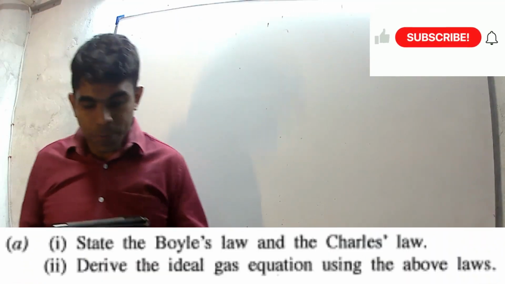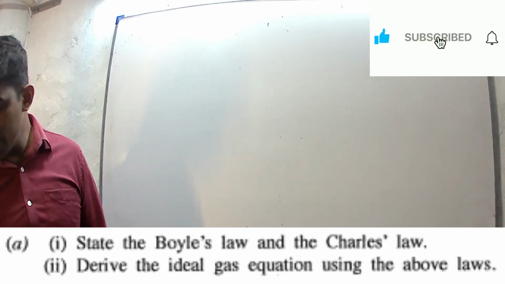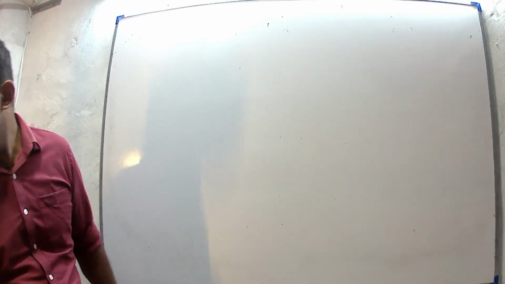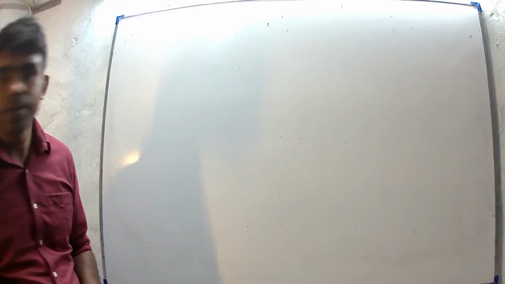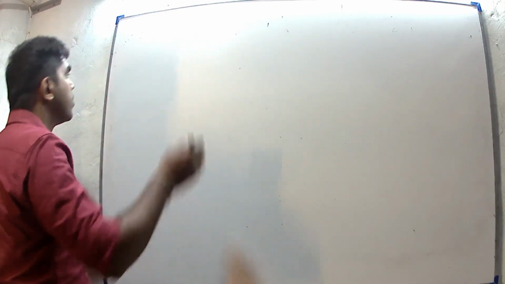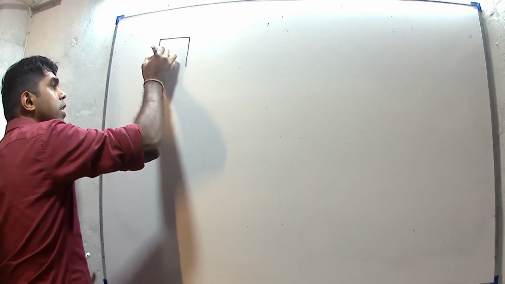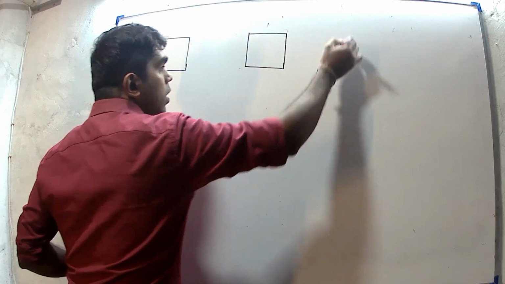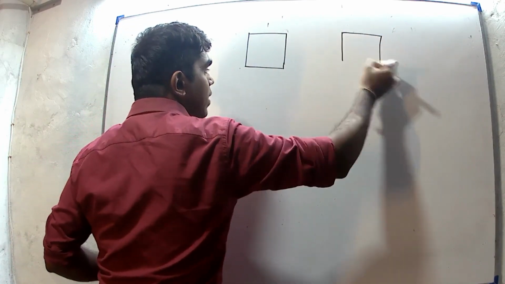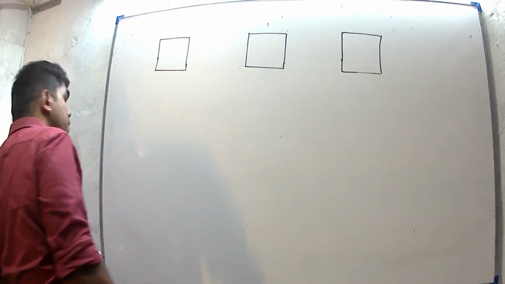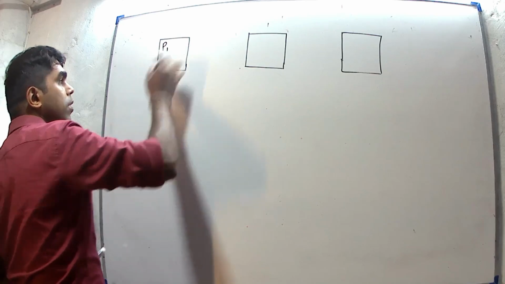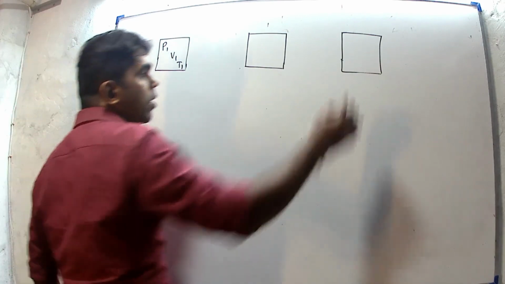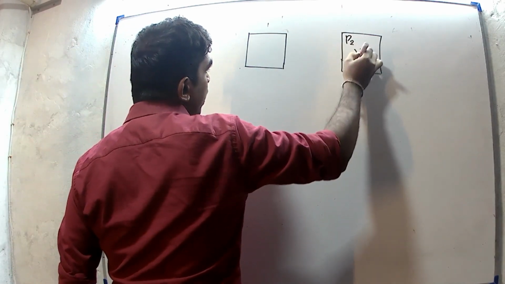In part 2, derive the ideal gas equation using the above laws. I will consider three situations of a given mass of a gas. For the first situation: pressure P1, volume V1, temperature T1. For the final situation: P2, V2, T2.